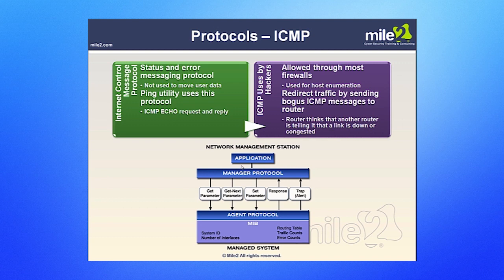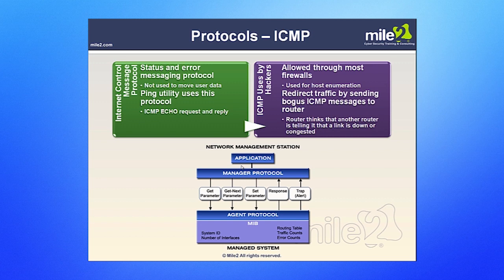ICMP, Internet Control Message Protocol. It is a status and error messaging protocol. It does not move data. When we use commands like ping, or actually even traceroute, we are depending on ICMP. ICMP echo request and reply show with the ping utility. It has been a very useful tool.